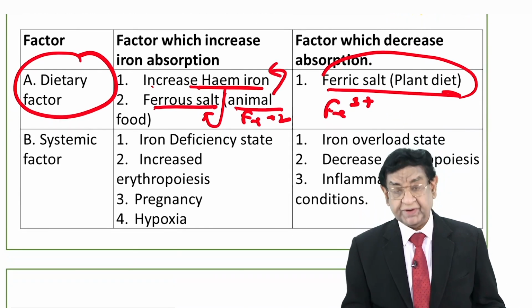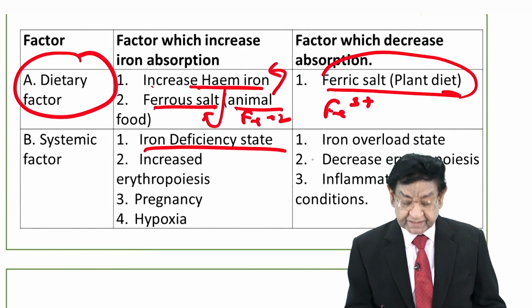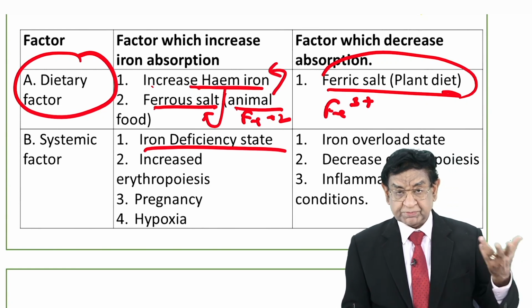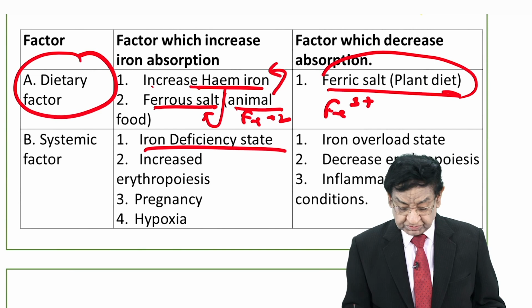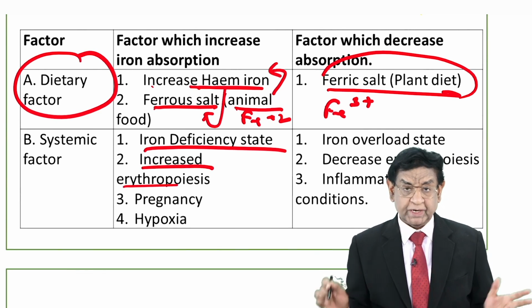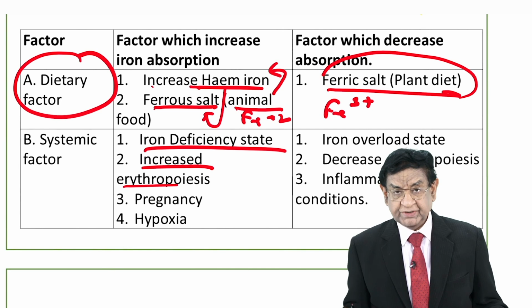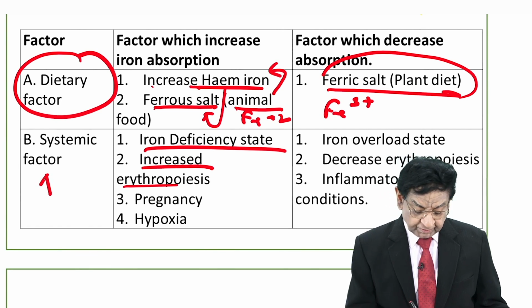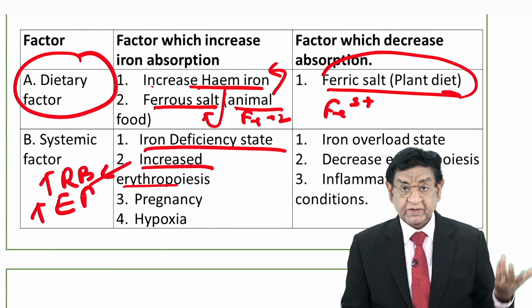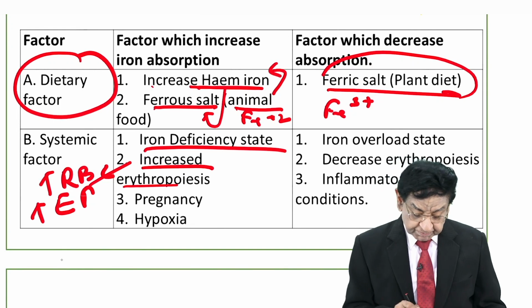Now, systemic factor, iron deficiency state. I told you in the previous slide also, in iron deficiency state, iron absorption may be as high as 30%. Or any condition which leads to increased erythropoiesis. There are so many conditions which can lead to increased RBC formation due to increased erythropoietin. In such cases, again, iron absorption will be increased. Why? Because now demand is more.